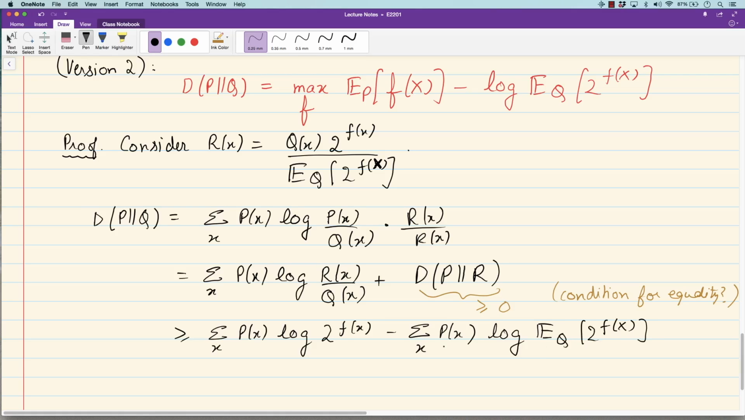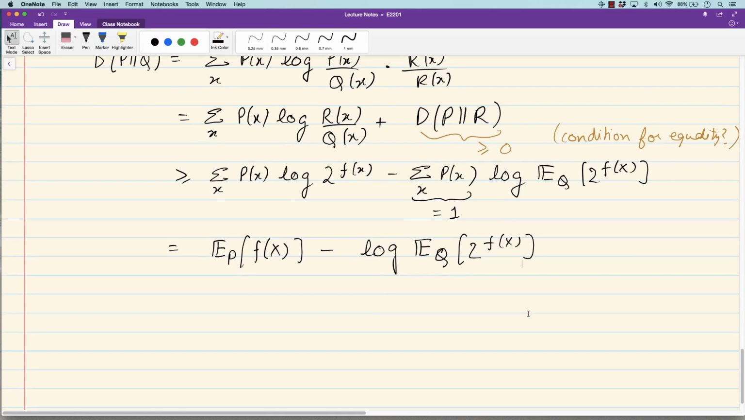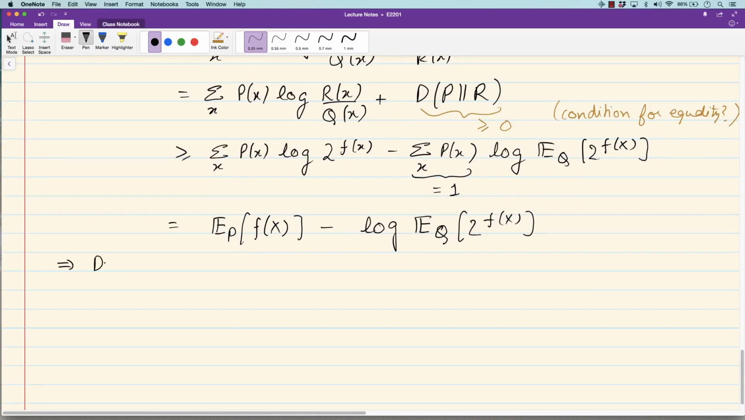Now this is a constant, so this summation is just 1 here. Okay, so what do you get? This is exactly equal to, and log of 2 to the power f is just the function itself, the expected value of f under p minus the log moment generating function under q. So dpq is always greater than this for any f, and therefore dpq must be greater than or equal to max over f of this term, because it's greater than or equal for every f, so it must be greater than the maximizing f also.